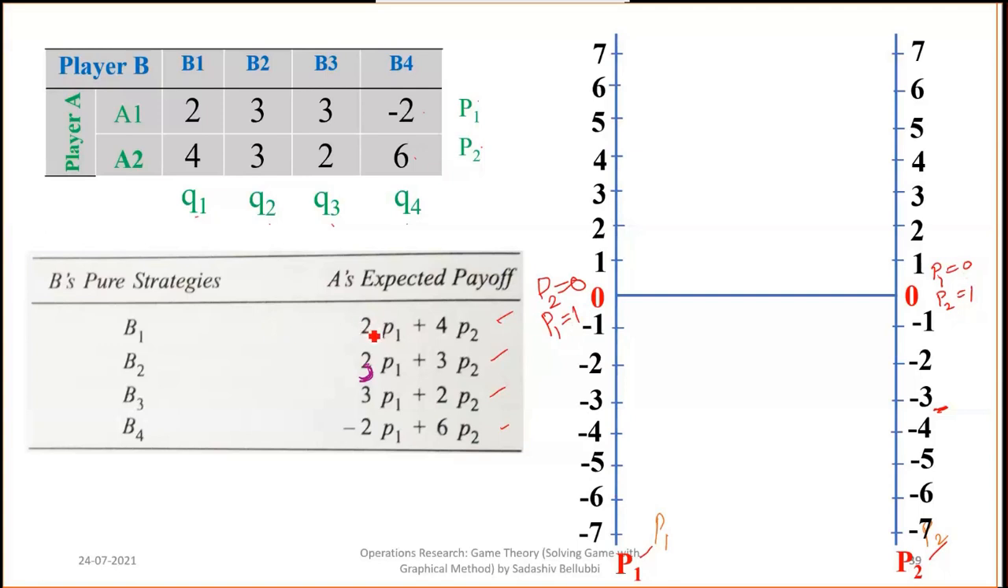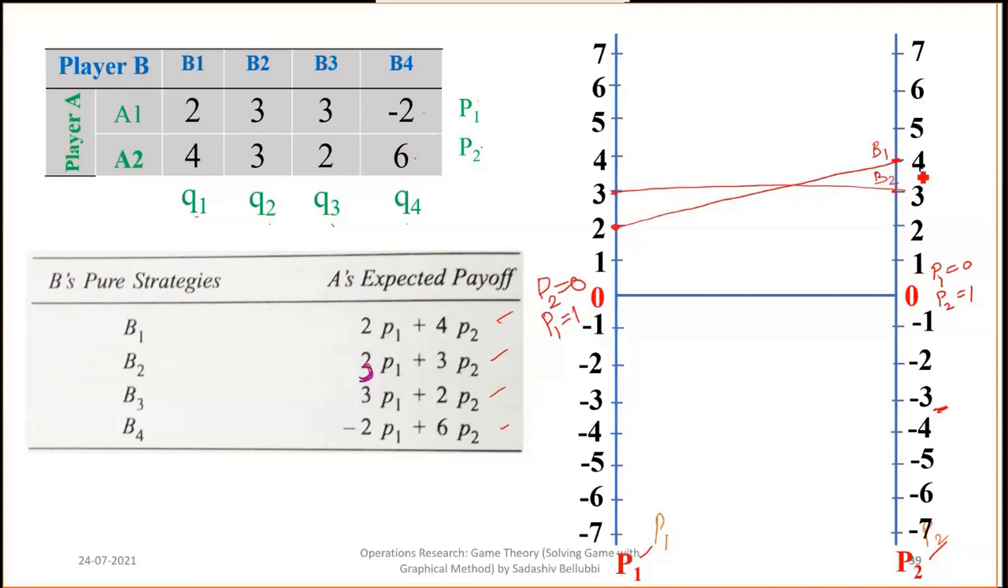Now we'll draw the B1. B1 is 2P1 plus 4P2. Mark these two points, draw and join. This is B1. Next go for B2, 3P1 plus 3P2. Mark 3P1 and 3P2, join these two. This is B2.